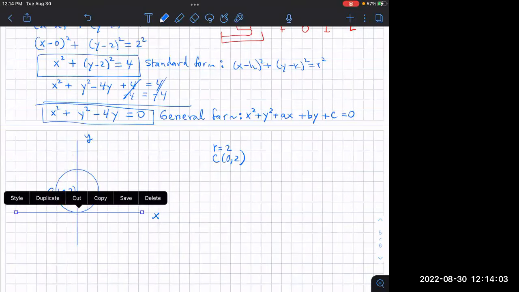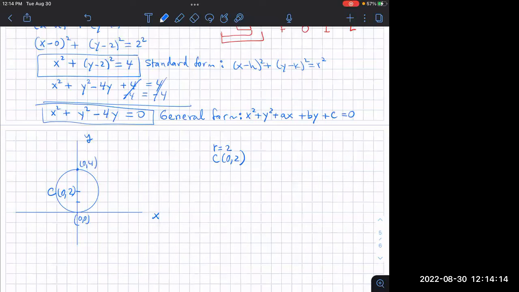Okay, it's not perfect, but just pretend that this is 0, 0, and this is 0, 4. And this will be 2, 2. Okay. So everything about the circle today.